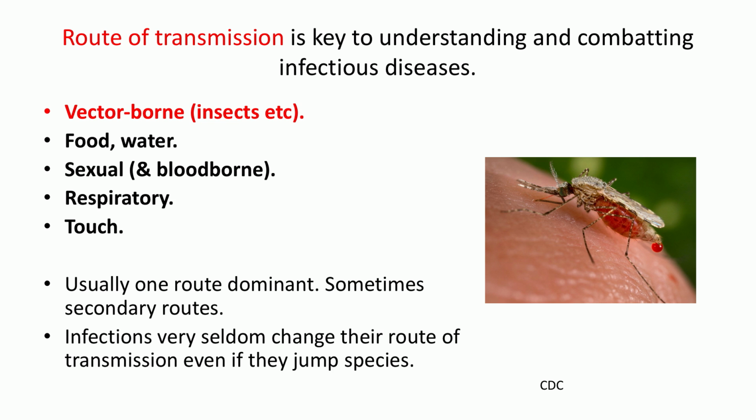And why this is really critical is if you know the route of transmission, you can predict how it's going to behave, and you can also intervene. So the route of transmission tells you both about the disease and about its control. So that's why this is important.